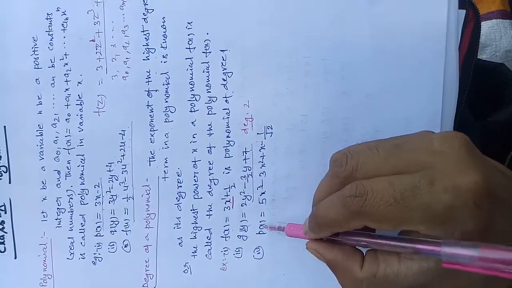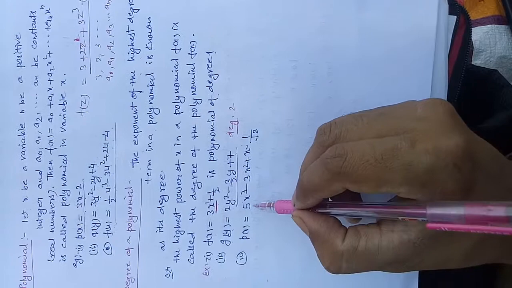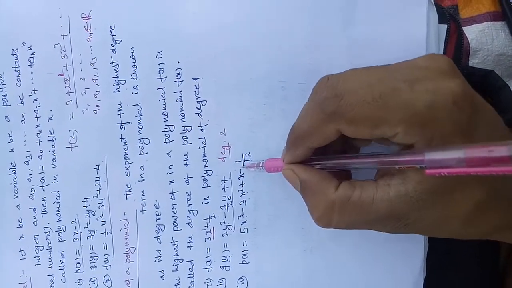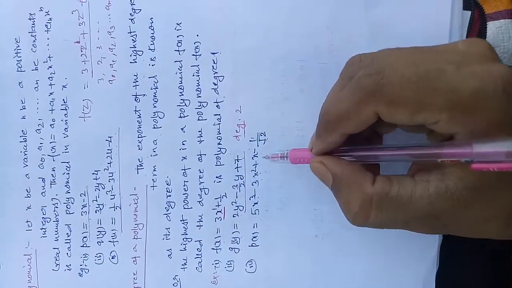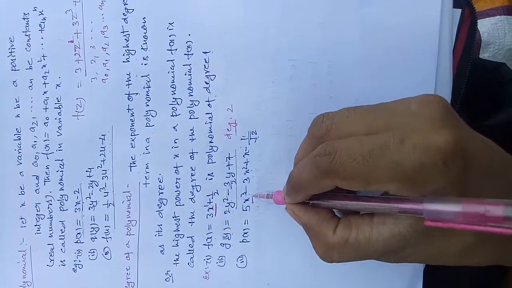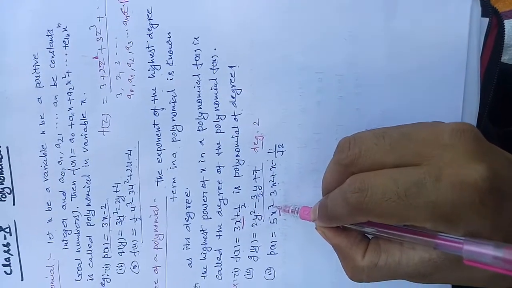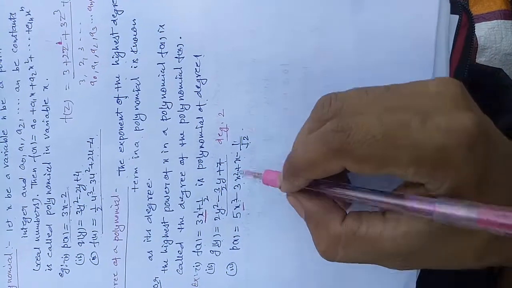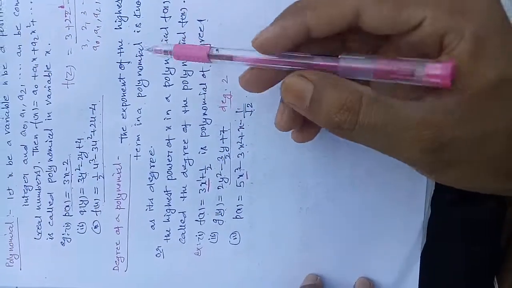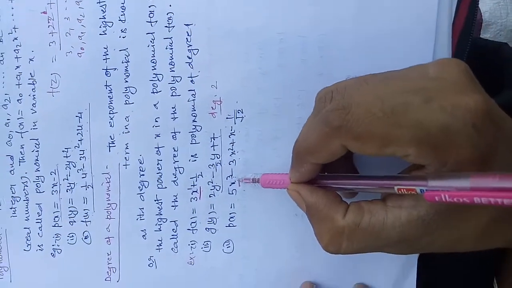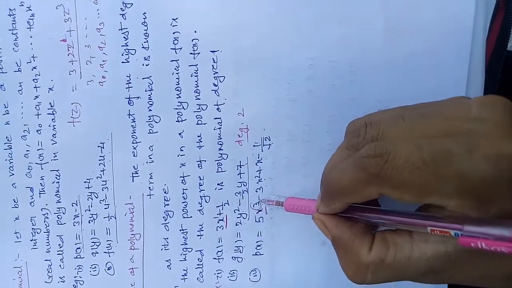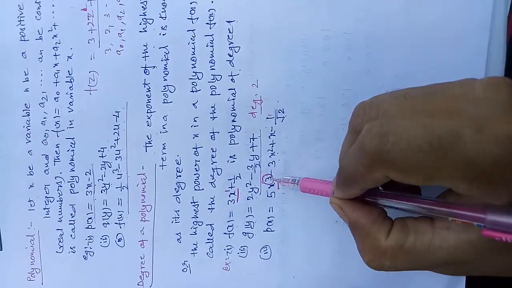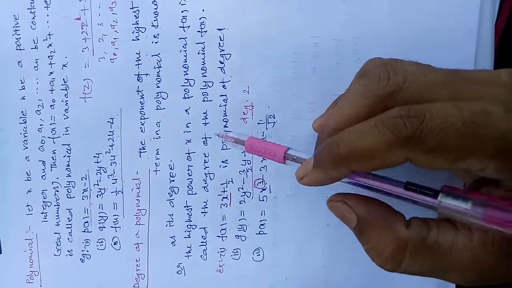And one more example, let us take p(x), that is 5x cube minus 3x square plus x minus 1 upon under root 2. Here variable x is having highest degree 3, so the degree of the polynomial is 3. Remember one thing, as earlier I told you, the power of the variable in a polynomial should be non-negative and integral, then this is a polynomial.